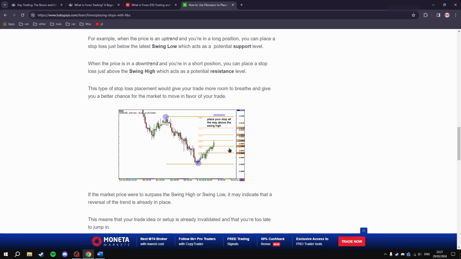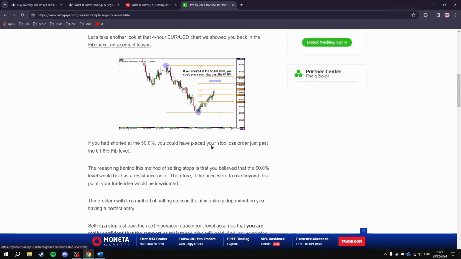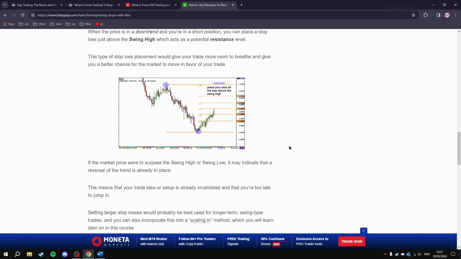So place a stop all the way above the swing high. But that means if you're actually wrong though, then the loss on this one would be greater than the loss on this one, wouldn't it? So yeah, if the market price were to surpass the swing high or swing low, it may indicate that reversal of trend is already in place. This means that your trade ideal setup is already invalidated and that you're too late to jump in.